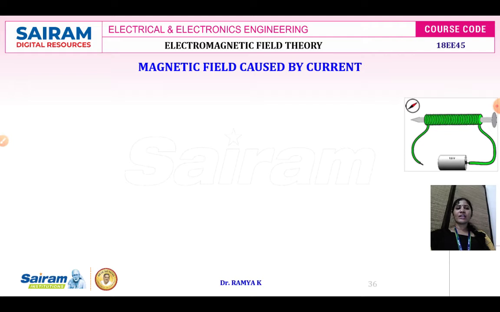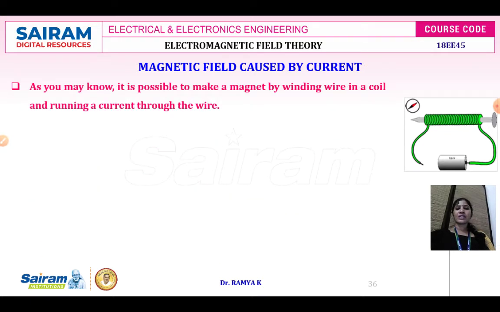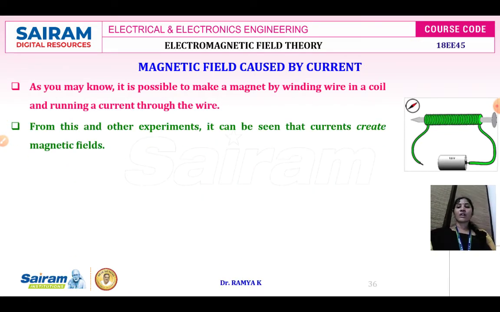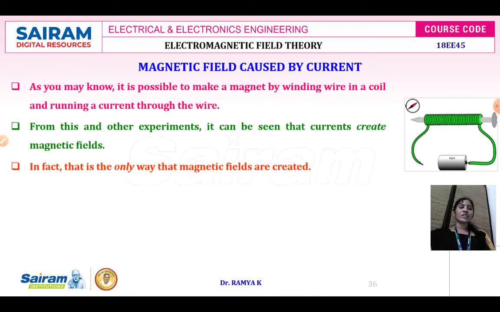Therefore, the magnetic field caused by the current: we can consider how we can make a magnet. It is possible for us to make a magnet only by winding a wire in a coil and running a current through the wire. So, when you are passing a current through this, it is going to create a magnetic property. From this and other experiments, it can be seen that current creates a magnetic field. In fact, that is the only way that magnetic fields are created.